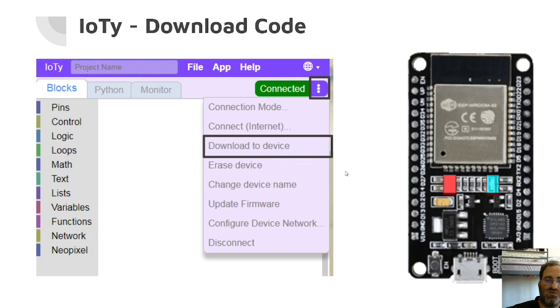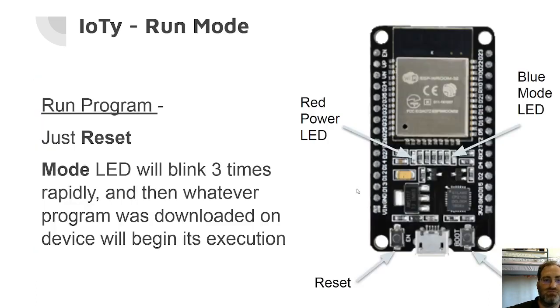Once you're done downloading to the device and you want to test, you can press the boot button again. That will just recycle the power again. The blue mode LED will still blink 3 times because that's just part of the power recycling LED process. But once it's done with that, it will start running your program. If your program was set the light on forever, you will see the light set on forever. If your program was blink the light 10 times, then you will see the light turning on and off 10 times.